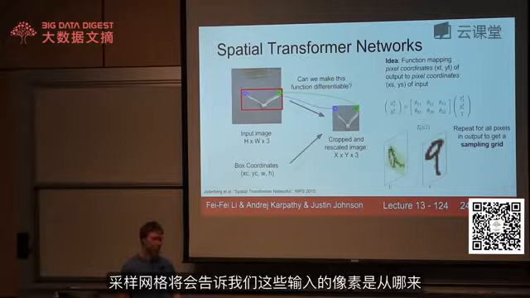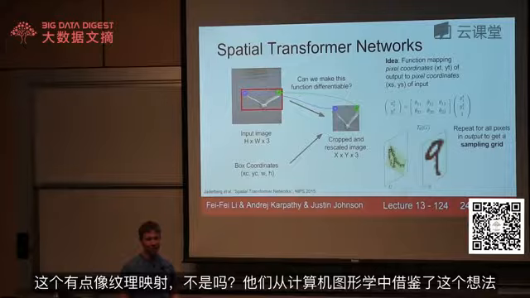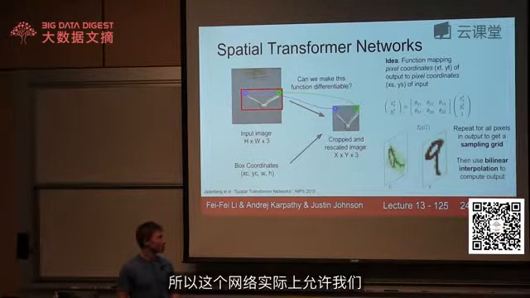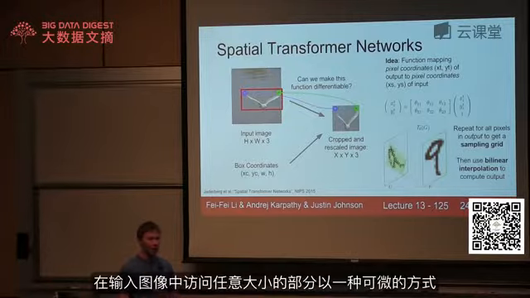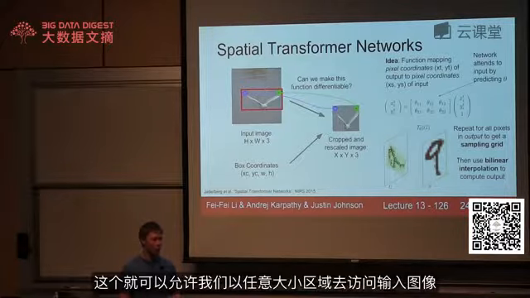And now, have any of you taken a computer graphics course? Not many? So this looks kind of like texture mapping, doesn't it? So they take this idea from texture mapping in computer graphics and just use bilinear interpolation to compute the output once we have this sampling grid. So now this allows our network to actually attend to arbitrary parts of the input in a nice differentiable way, where our network will now just predict these transform coordinates theta, and that will allow the whole thing to attend to arbitrary regions of the input image.